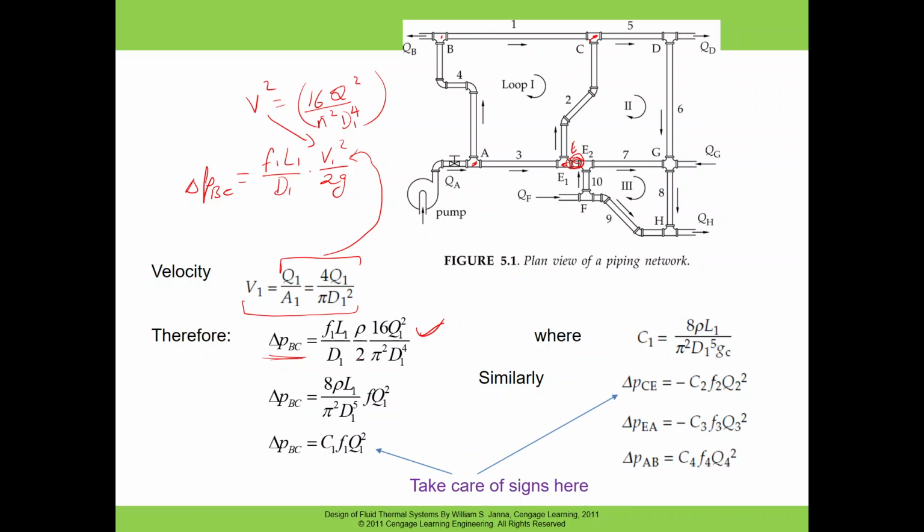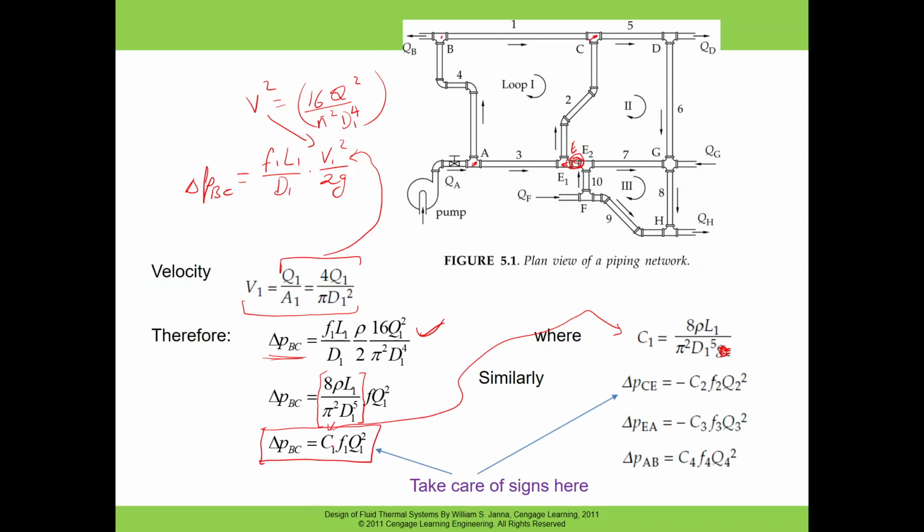And from this expression you can basically break them into two parts. This is one part, this is second part. So this first part, we are calling it C1. So our C1 is equals to 8 rho L1 over pi square d1 to the power 5. This is d1 to the power 5 here. This is our C1. So basically the pressure drop from B to C we can represent in this form.